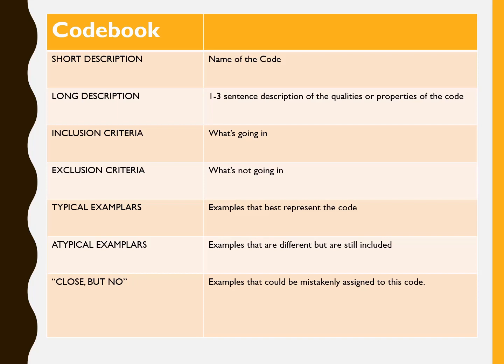Really good examples that best represent the code, and some things that are kind of atypical, examples that are different but are still included. And then a category of "close but no", examples that could be mistakenly assigned to this code, but I'm not adding them.